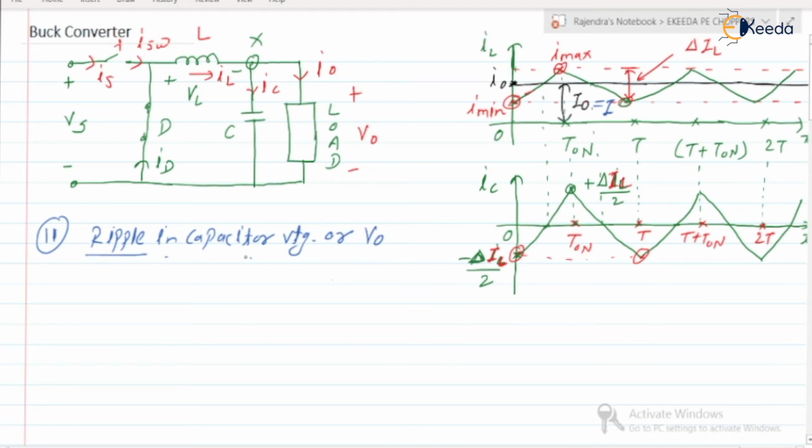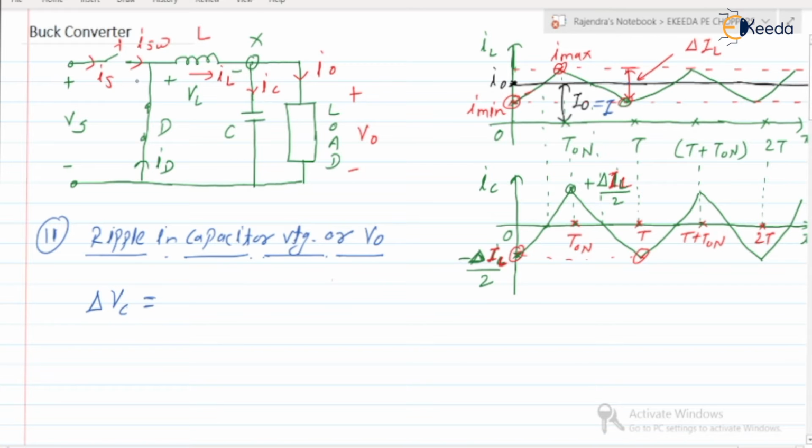Just like the inductor current, as the inductor stores the energy and releases the energy, in the same way here we have the capacitor. In the on state, the capacitor goes on charging, so the capacitor voltage increases. When the switch is in the off state, the capacitor discharges, so the capacitor voltage decreases. The change in the capacitor voltage is nothing but the ripple in capacitor voltage, that is delta Vc.